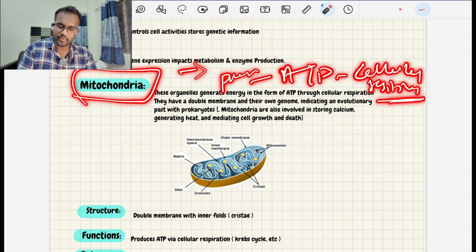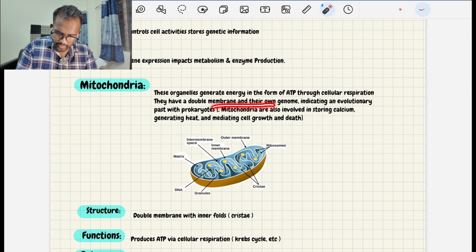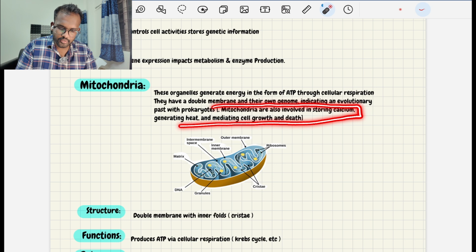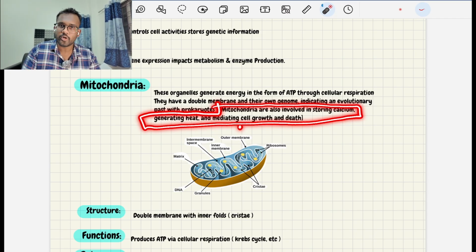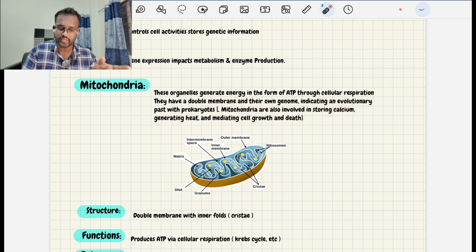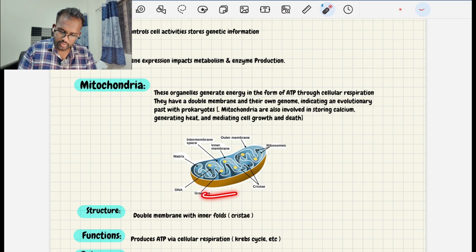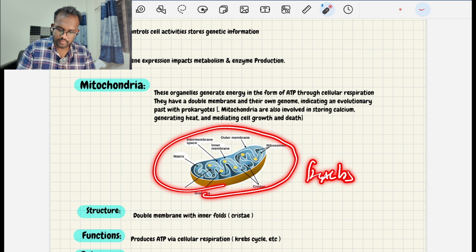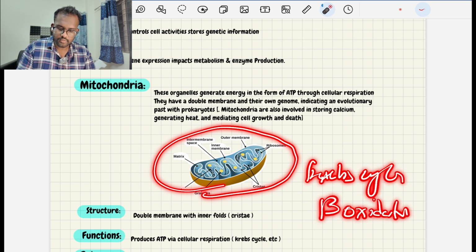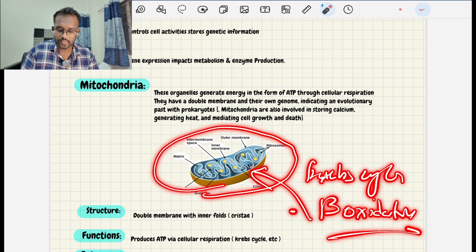Okay, this is a very important part. And one more, I have put it in a bracket. Mitochondria are also involved in storing calcium, generating heat, and mediating cell growth and death. This is a very important point you have to remember. Mitochondria store some amount of calcium, and also generate heat. A question may well be formed on this in the exam. And the Krebs cycle and beta oxidation happen in the mitochondria. These are very important points, because a lot of questions are formed from this same mitochondria.